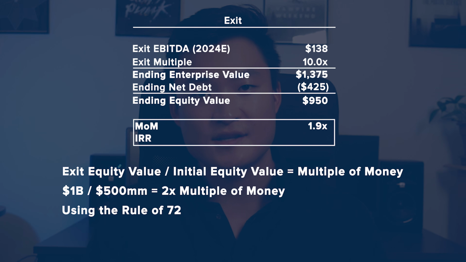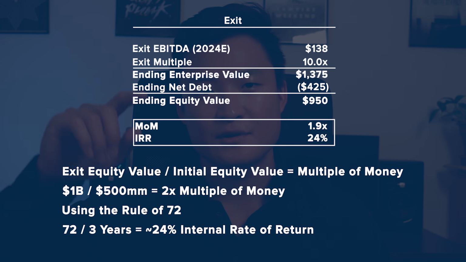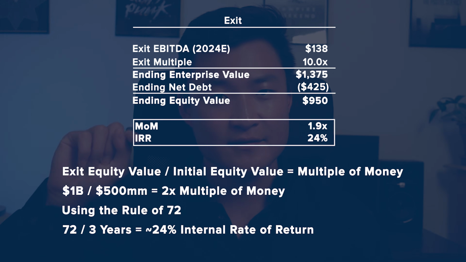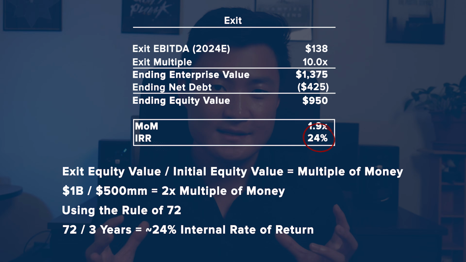So what we're going to do is 72 divided by 3 years of holding. And you can be very approximate with this. It's around 24-25%. If you think about it, you can round 72 up to 75. Divide 75 by 3, that gets you to about 25%. So the answer to the paper LBO is 2 times MOM and 24-25% IRR.